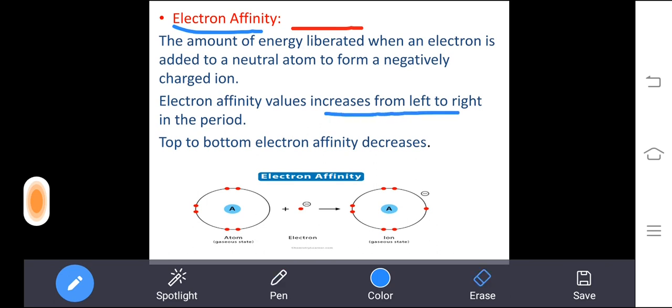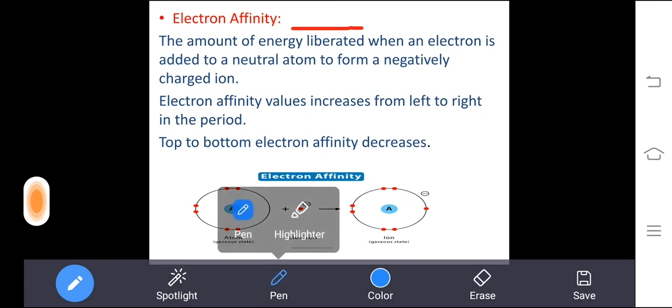So what is the electron affinity? The nature of the element: what is the attraction of the element to the outermost electron? That we can call the electron affinity. When you move from left to right, we know the size decreases. When the size decreases, the nuclear force of attraction on the electrons will be more. So the electron affinity value increases when you move from left to right.